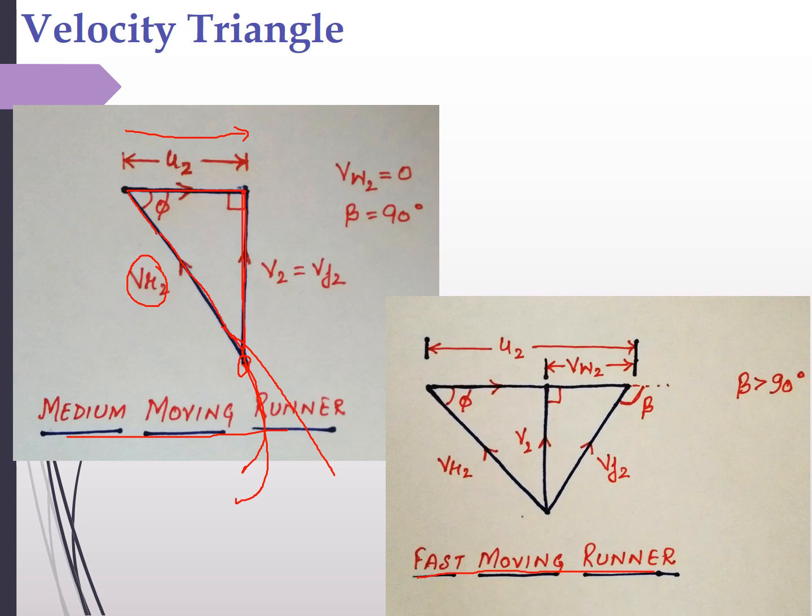When we make a vector of this, what we get is a perpendicular line for a medium moving runner. So this angle will be 90 degrees, which means beta will be 90 degrees, and the component VW2 will not be there because this V2 is perpendicular to this U2. There is no other component, so the parallel component will be 0. That's why VW2 is equal to 0 and beta is equal to 90 degrees in case of a medium moving runner. So essentially V2 will be equal to VF2.